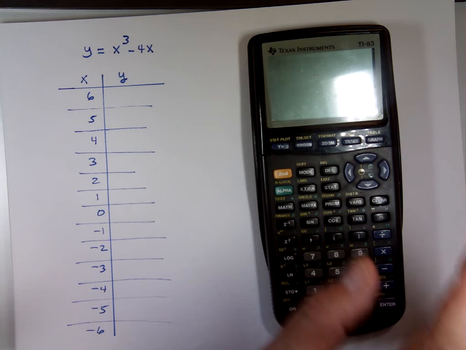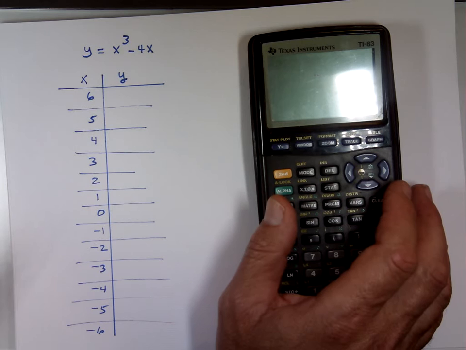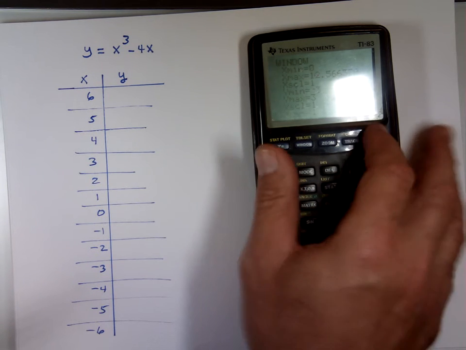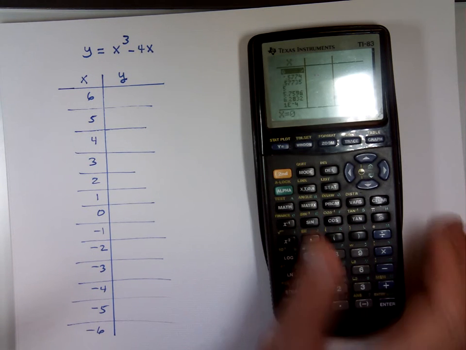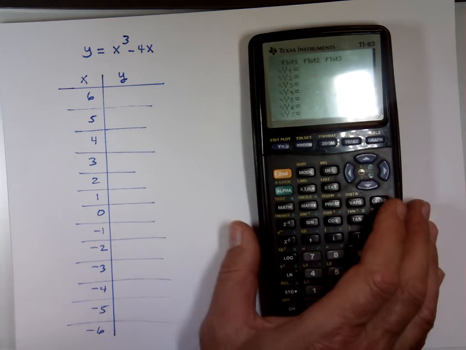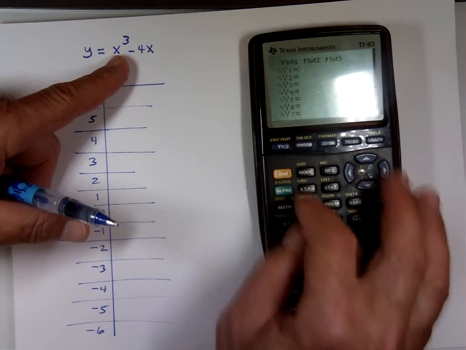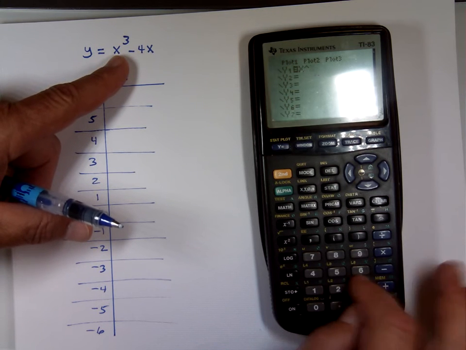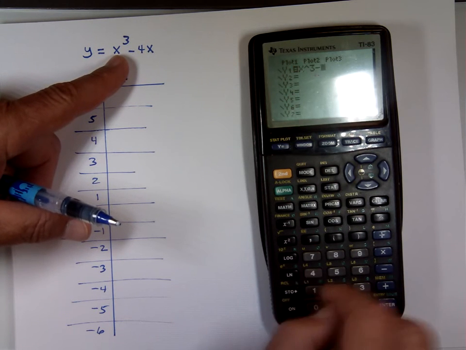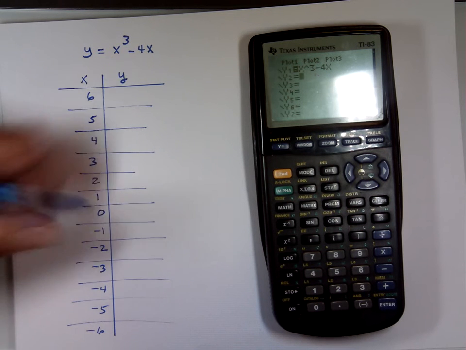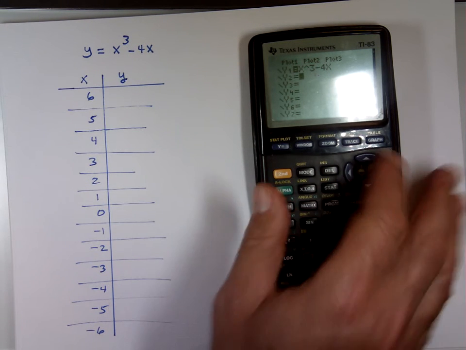I'm going to go to table set on mine. Is that where I want to go? Second table, let me just see here. Okay, let me type in the function. Y equals x cubed, X to the power 3 minus 4x. And I'm going to graph that. Let's go to table here.